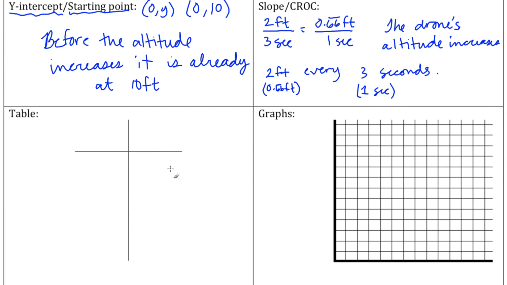Our table. So our table, our dependent variable is the altitude, and that will be the effect of time, so seconds. At 0 seconds, the altitude is already at 10. Don't forget that we're going to put the triangle A here, change in altitude, and the change in seconds here. So it says that the altitude increases 2 feet every 3 seconds. So the altitude will increase by 2 feet every 3 additional seconds.